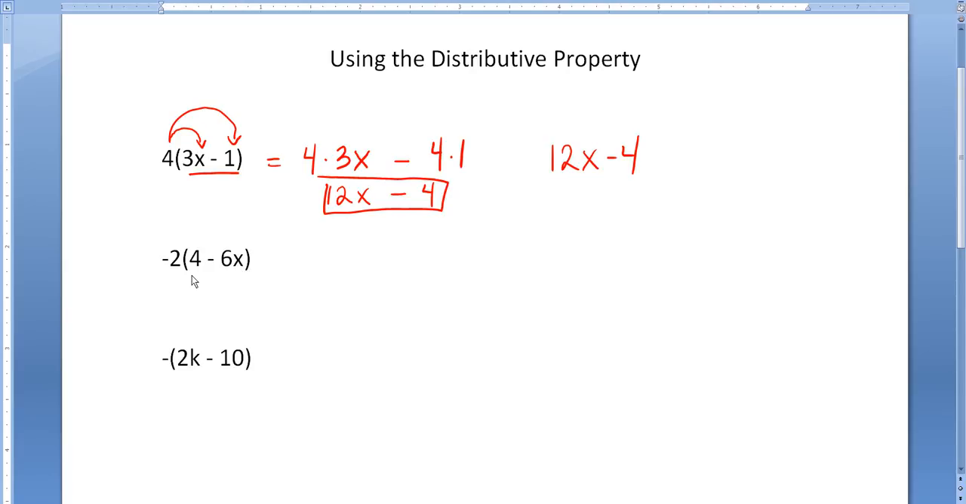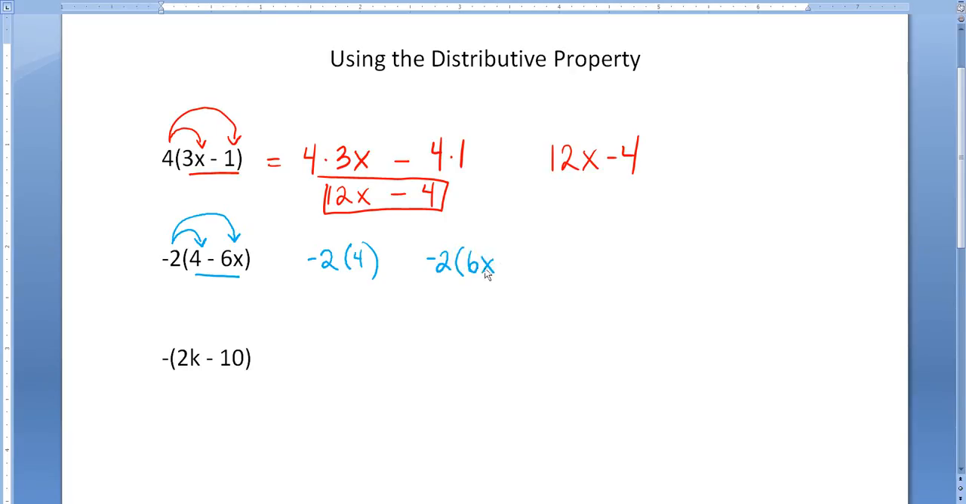Negative 2 times the quantity 4 subtract 6x. So I can take this negative 2 and I can multiply it times each individual piece. So I can take negative 2 times 4. And you know what? When I'm doing my own math with the distributive property, I really do draw all those arrows. And then I take negative 2 times 6x.